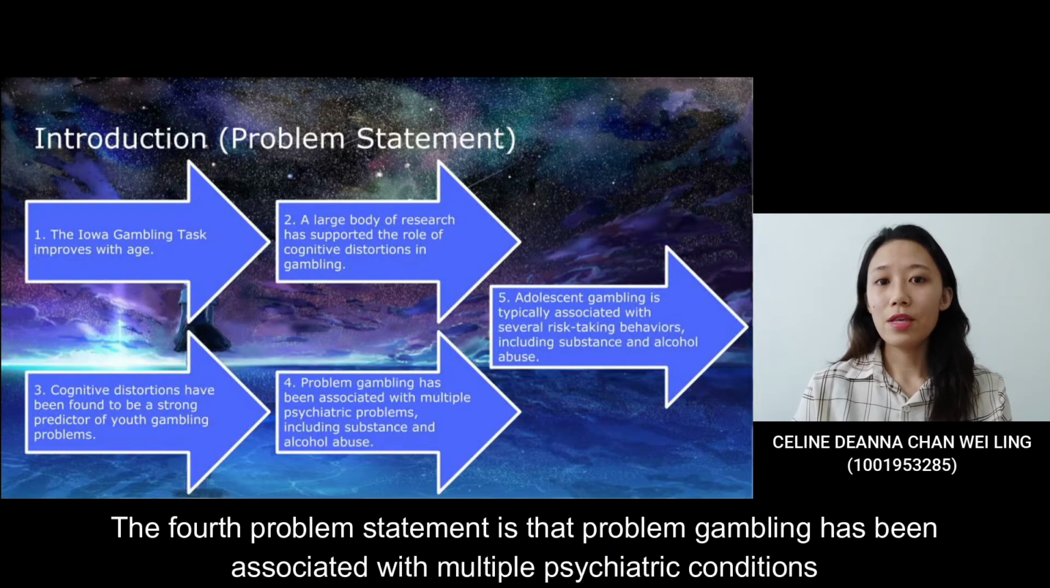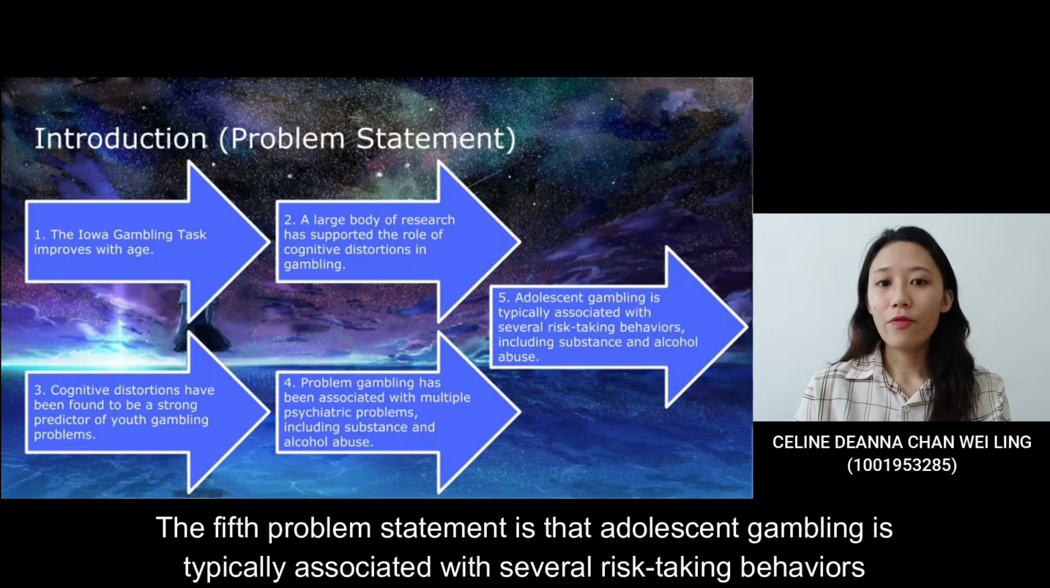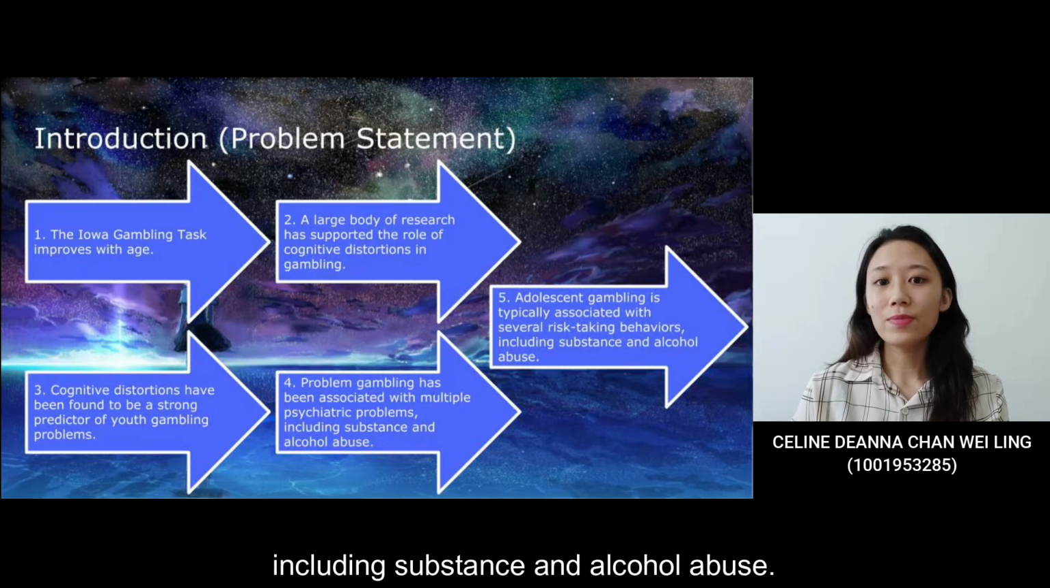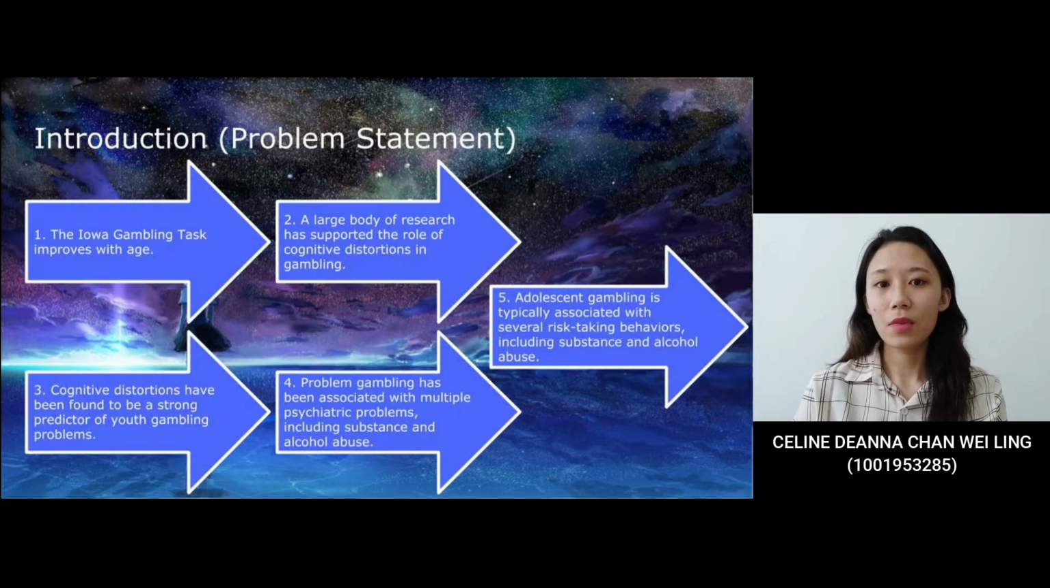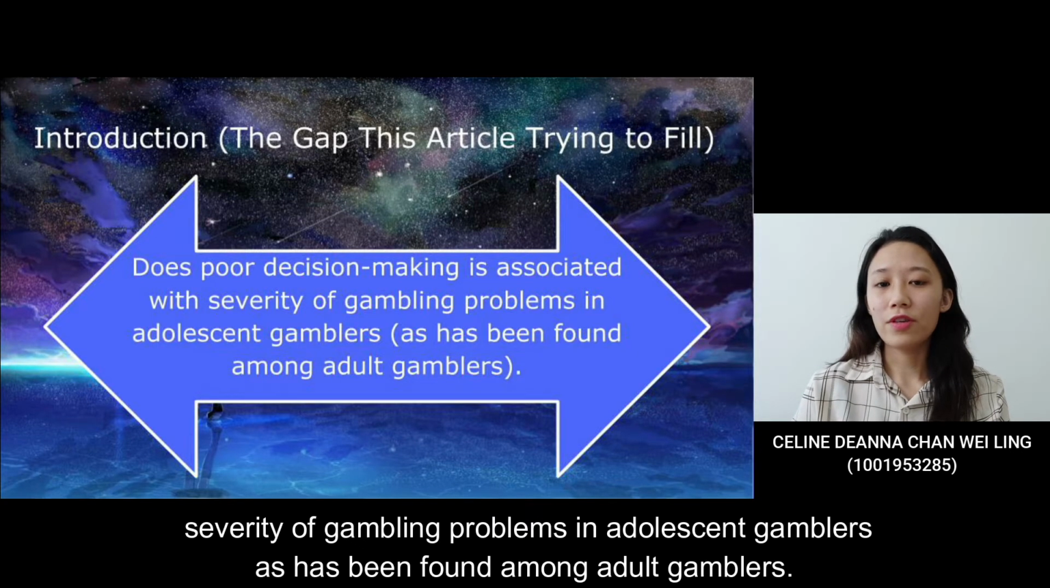The fourth problem statement is that problem gambling has been associated with multiple psychiatric conditions, including substance and alcohol abuse. The fifth problem statement is that alcohol gambling is typically associated with several risk-taking behaviors, including substance and alcohol abuse. So, the gap this article is trying to fill is whether poor decision-making is associated with severity of gambling problems in adolescent gamblers, as has been found among adult gamblers.